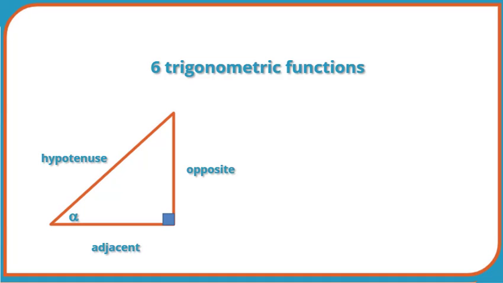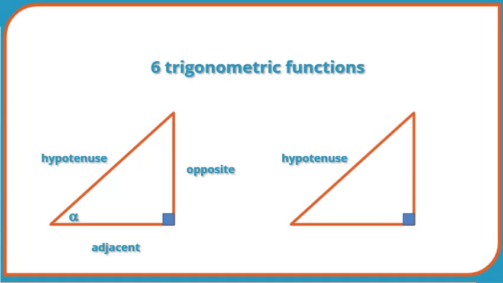Let's consider the same triangle, but consider the other angle. We'll call it beta. For angle beta, the opposite side is here, and the adjacent side is here. We label the sides as opposite or adjacent as it relates to the specific angle that we are discussing.